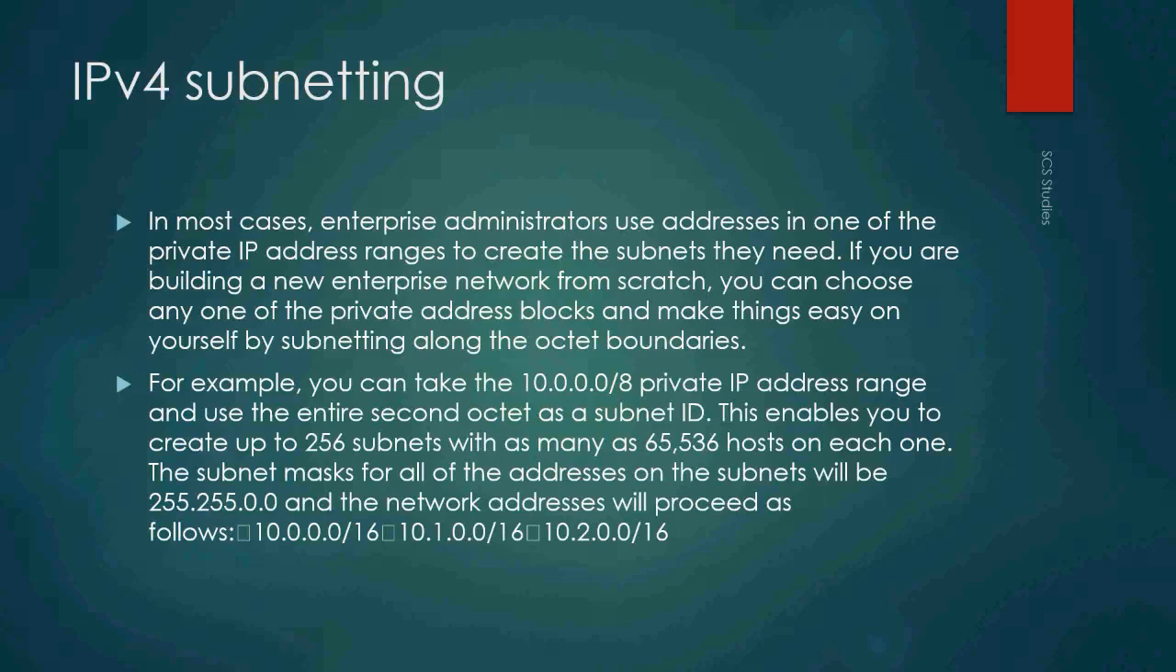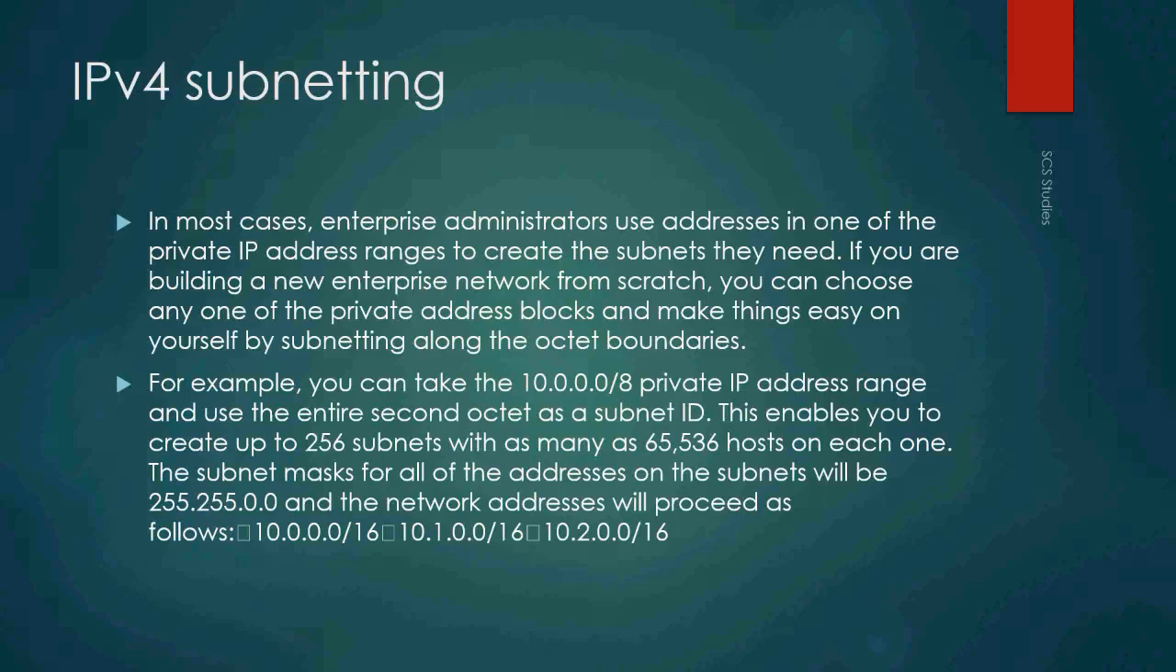So this is the fact. Let's learn about IPv4 subnetting now. In most cases, enterprises use addresses in one of the private IP address ranges to create the subnets they need. If you are building a new enterprise network, you can choose to subnet along the octet boundaries. For example, you can take the 10.0.0.0/8 private IP range and use the second octet as a subnet ID. This enables you to create up to 256 subnets with 65,536 hosts on each network.